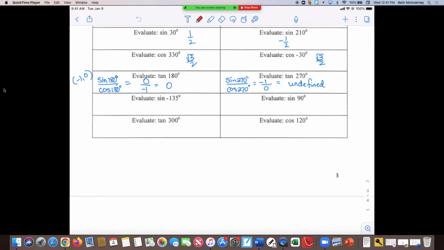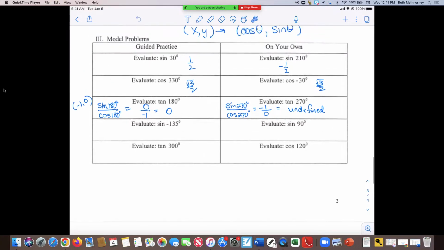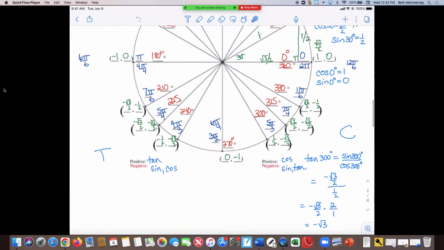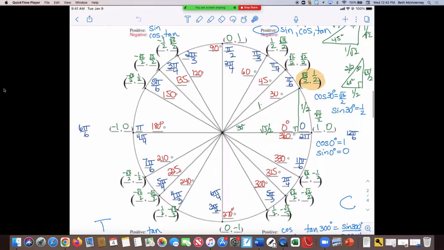Evaluating without a calculator the sine of negative 135 degrees. So here's what I want us to do. Let's go to the big unit circle. Negative 135, do you understand that if I rotate negative 135, that's taking me into the third quadrant at the same location as 225 degrees? Do you understand those are coterminal angles?